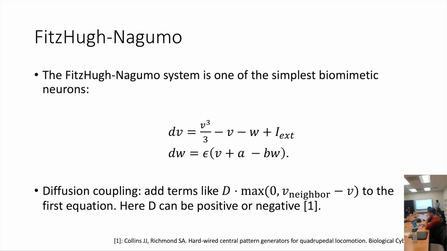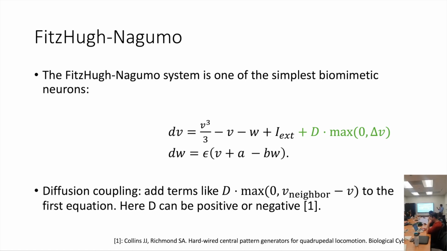Now, the interesting thing you can do with this is you can add on a coupling term, which essentially simulates sort of diffusion between neurons. So you just add some diffusion constant, which can be positive for excitatory or negative for inhibitory, times the maximum of 0 or the difference in voltage between the neurons. We found that was a reasonable way of simulating it. Right, so we'll talk about that.